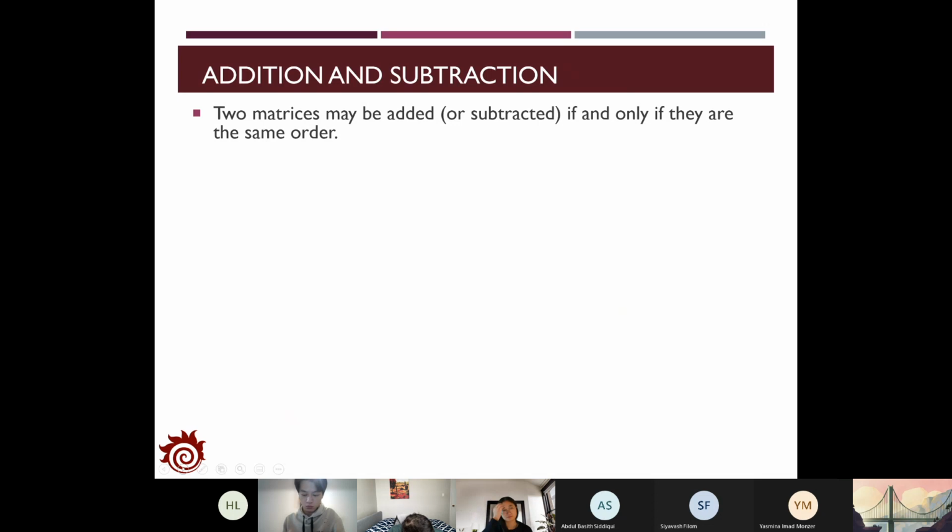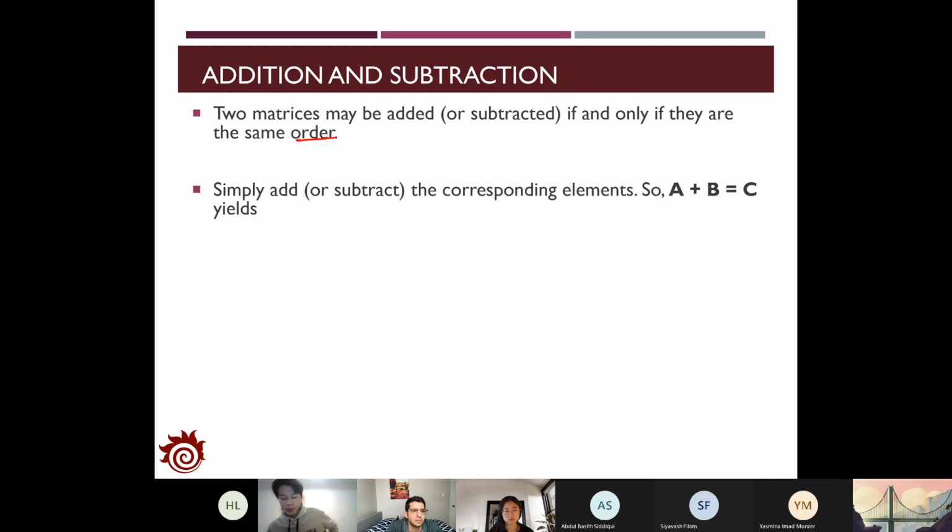And the next operation we want to learn is the addition and subtraction of two matrices. Usually for the addition and subtraction, it's very straightforward. But for the matrix operation, we need to make sure that these two matrices have the same order, which means that they have the same dimensions. So say that if you want to do the addition of A and B, and A has a dimension of m by n, then B must also have a dimension of m by n. Otherwise, you cannot do the addition or the subtraction.